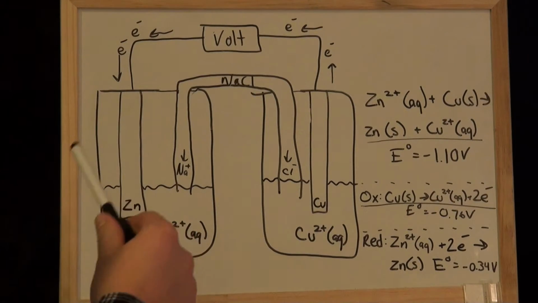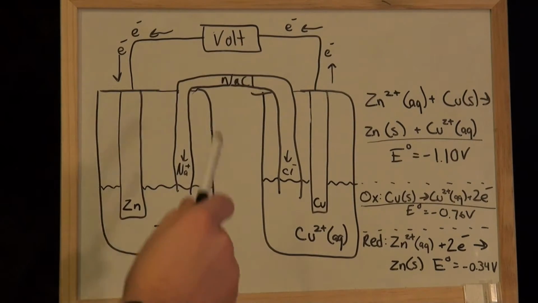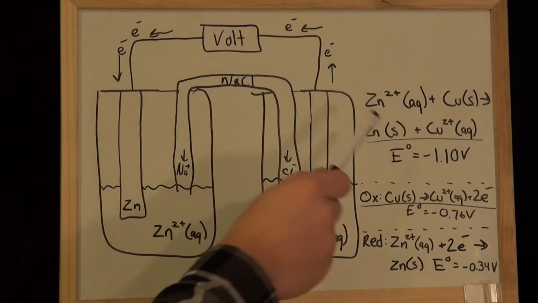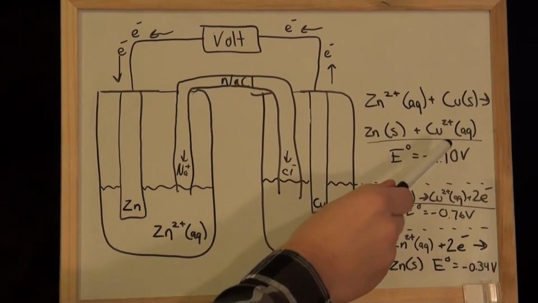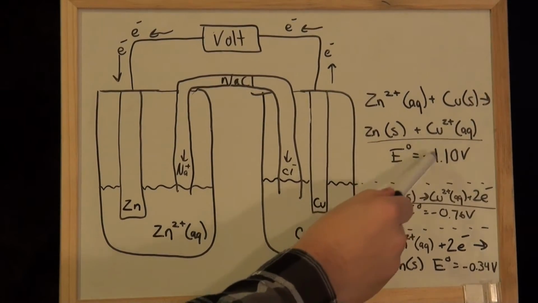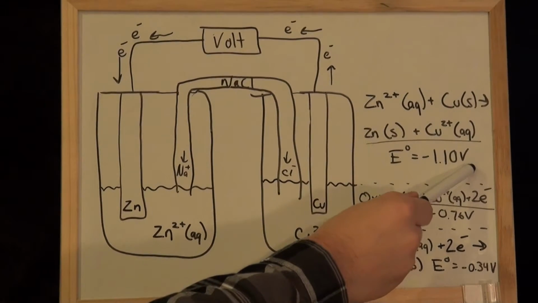So remember, in this unfavored redox reaction, in this electrolytic cell, your electrical potential will always be a negative number. In this case, we have negative 1.10 volts.